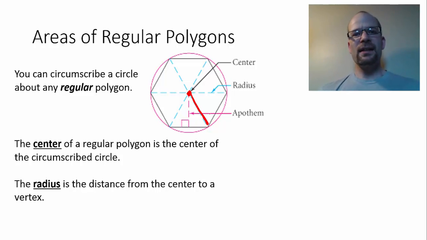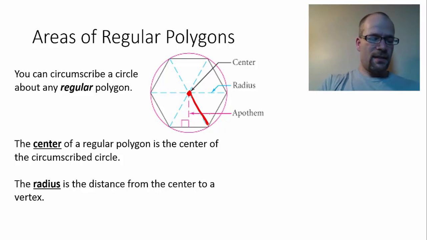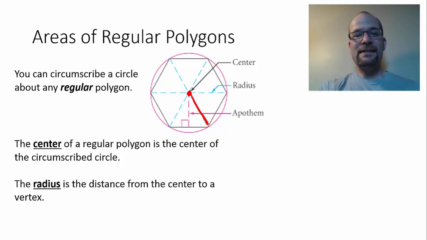You'll notice, unlike in a circle, where there are an infinite number of radii, in this hexagon there are exactly 6 radii. And of course, for any polygon with n sides, there are exactly n radii. So in a regular octagon there are 8 radii, in a regular pentagon there are 5 radii, and the list goes on.